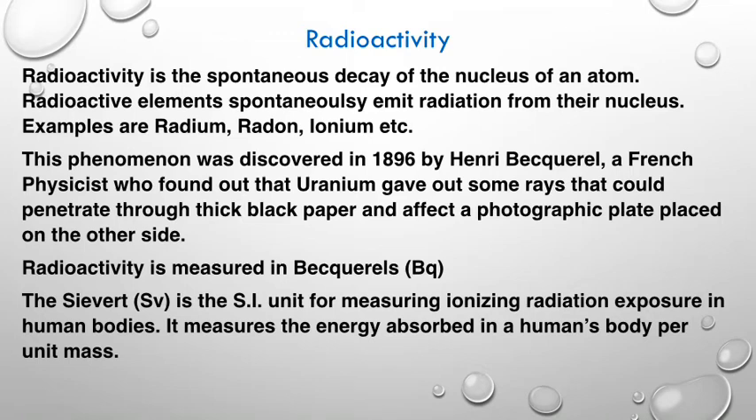We are exposed to background radiation, or radiation from different sources. The measure of our exposure, how much radiation we are exposed to, is measured in sievert, which measures the amount of energy absorbed in a human's body per unit mass.